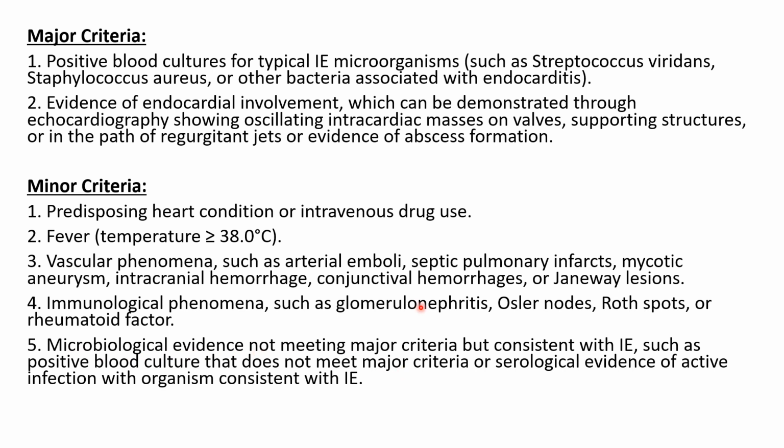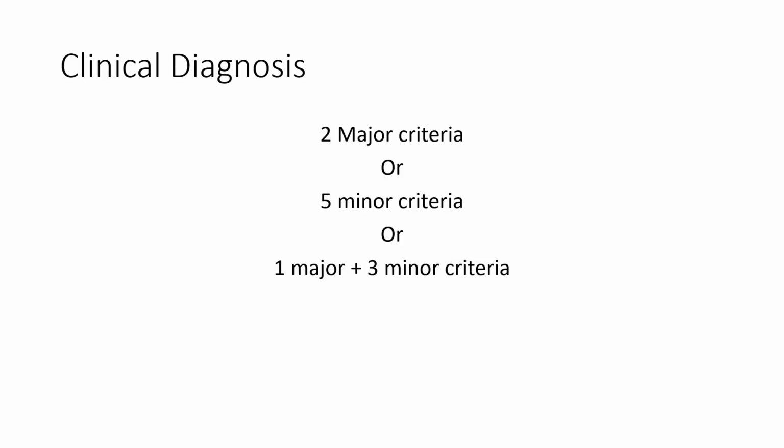Microbiological evidence not meeting the major criteria but consistent with infective endocarditis: there can be a positive blood culture that does not meet the major criteria, or sometimes you have serological evidence of active infection with organisms consistent with infective endocarditis. For example, the culture is coming back negative, but you can have serological evidence of active infection. Clinical diagnosis: how do you know?